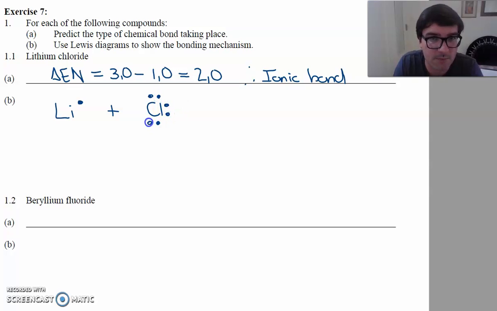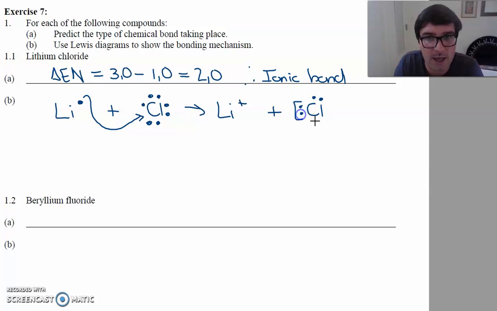So lithium will transfer its one electron to chlorine so that they produce a lithium ion and a chloride ion. And these will then bond in a crystal lattice, or ionic lattice structure, where we've got a ratio of one lithium ion for every chloride ion present in this ionic lattice.